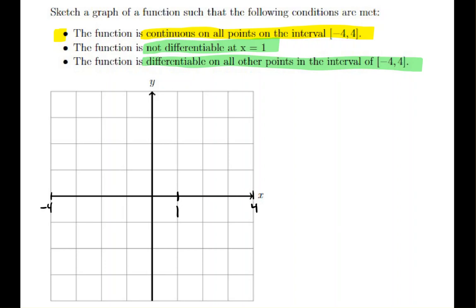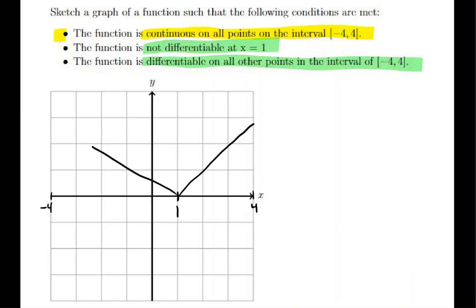So we need to think about what are ideas of functions that are continuous everywhere, but not differentiable at a single point. And we know things that make the graph not differentiable: corners or cusps, vertical tangent lines, discontinuities, wild oscillations, things like that. But we can't have a discontinuity because it's supposed to be continuous everywhere. We can't have a vertical tangent line because that's a point of discontinuity as well. So we could do something that has a corner or cusp at 1.